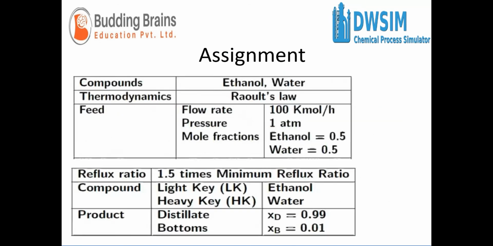You can repeat the simulation using the following example. The compounds given are ethanol and water, and the thermodynamic package is Raoult's law. The process conditions, the reflux ratio, the light key and heavy key components, and the product concentrations are also given.